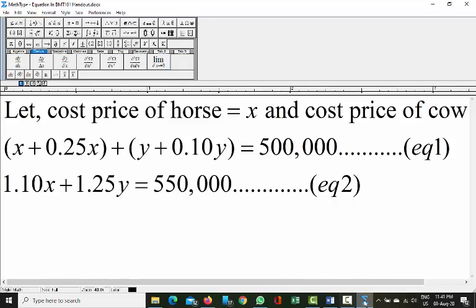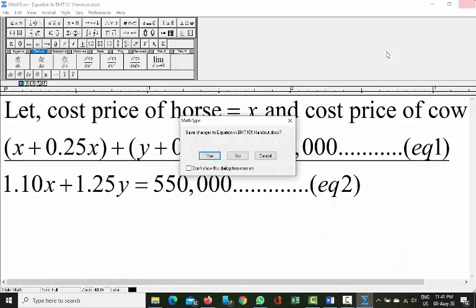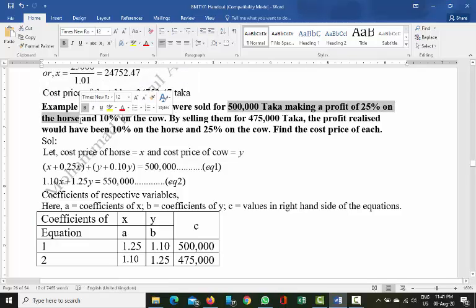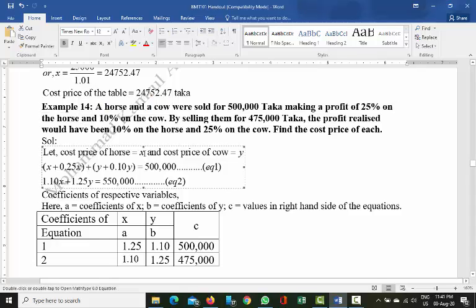So here the question told us that if you can sell it at the price of 500,000 taka, or 5 lakh taka, you can make a profit of 25% on the horse. The cost of the horse is X taka. You can make a 25% profit on the horse.